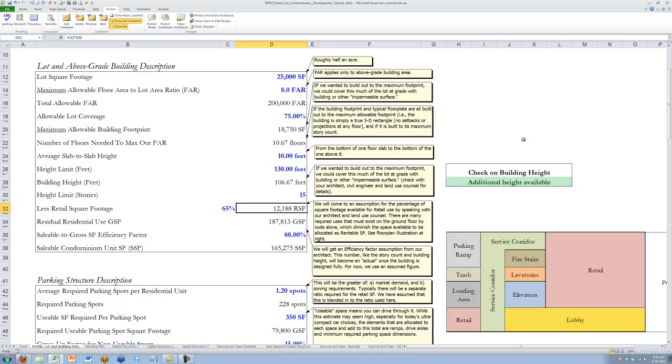The building that we are contemplating is a mixed-use prototype, where there is a retail component on the ground floor and residences above. We will come to an assumption for the percentage of square footage available for retail use by speaking with our architect and land use counsel.